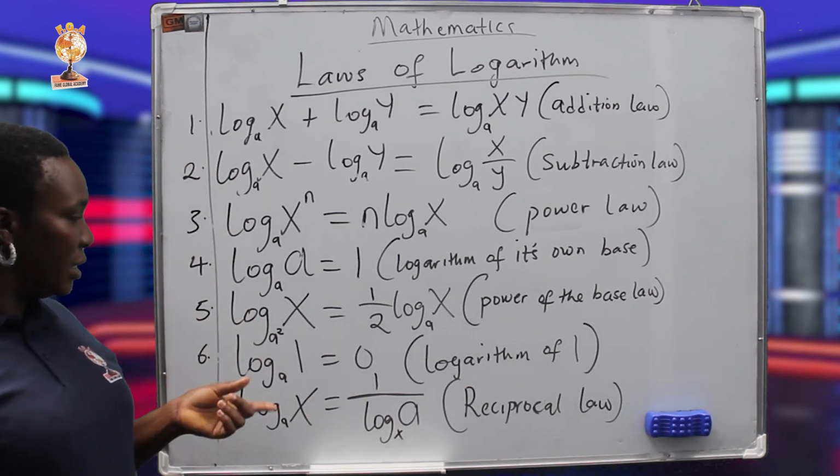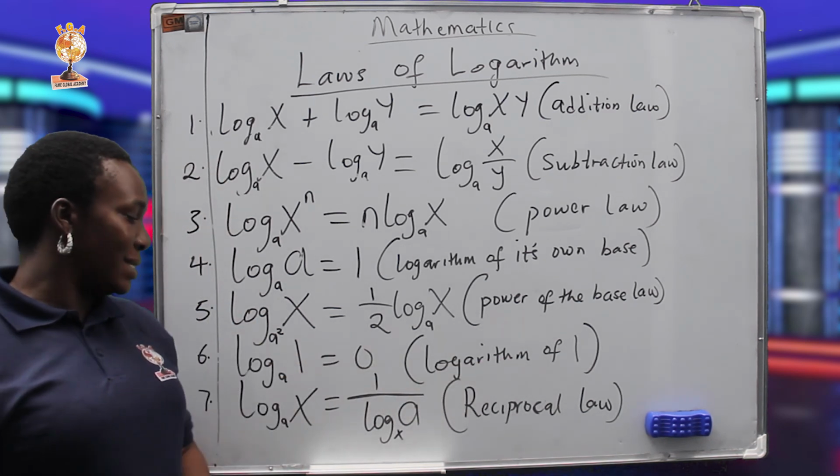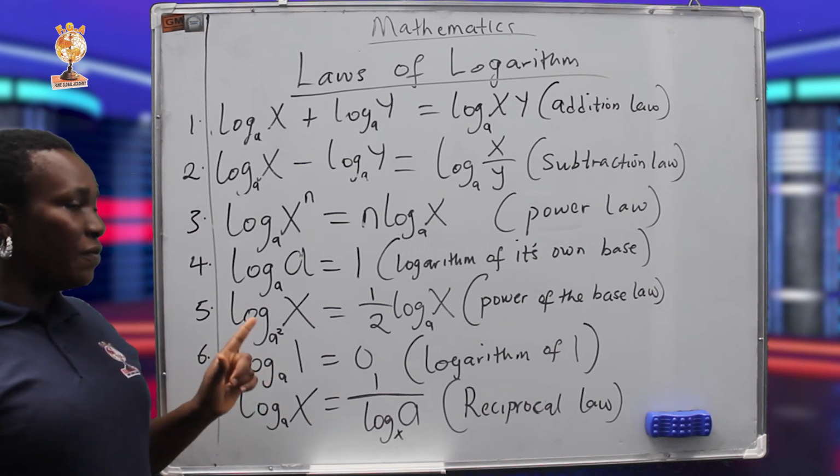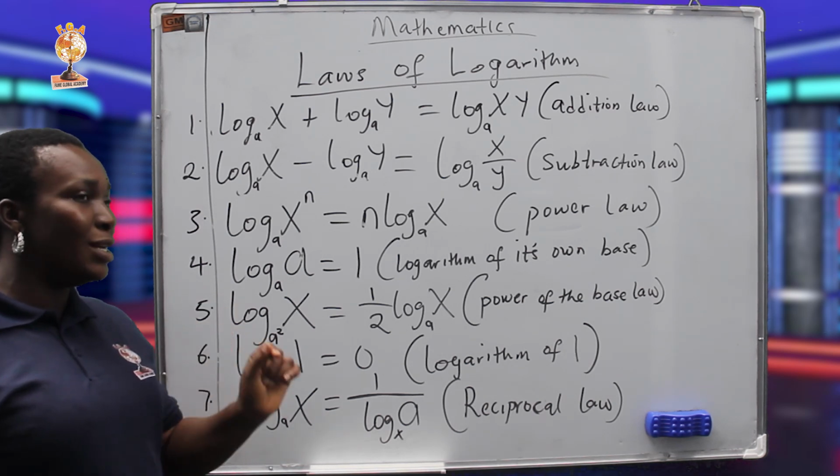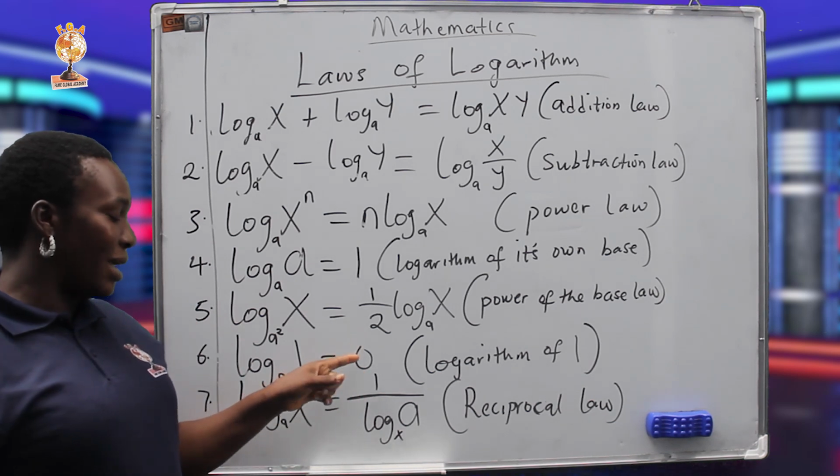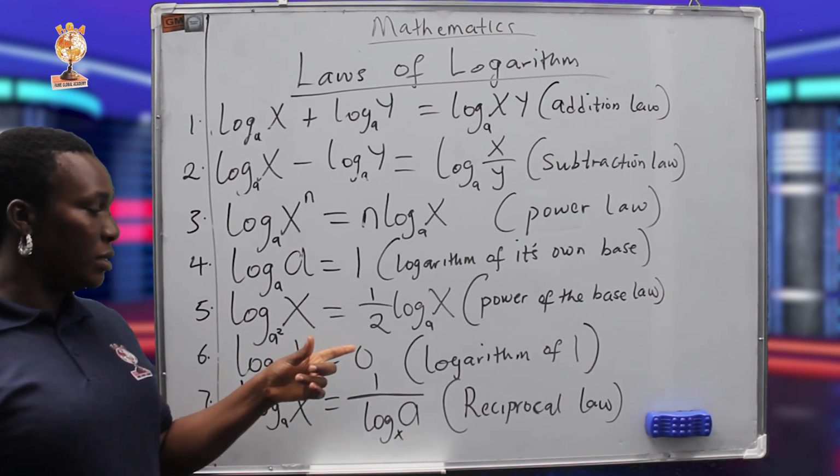And number 6 is called logarithm of 1. Whatever the base of the logarithm is, provided the logarithm is 1, your answer is 0. Log 1 base a is 0.